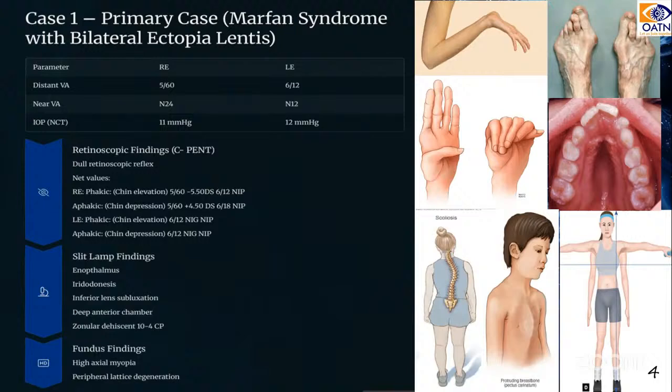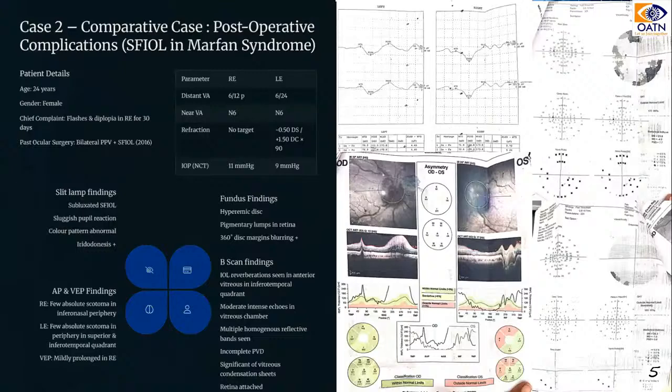The patient exhibited compensatory head posture with chin elevation for distance tasks and depression for near tasks to optimize vision by aligning with the clearer refractive zone. Slit lamp examination confirmed inferior lens subluxation, zonular dehiscence, iridodonesis, and a deep anterior chamber. While Marfan syndrome usually causes supratemporal lens subluxation, my case is rare. Inferior subluxation in this case suggests an atypical zonular weakness. Fundus examination showed high axial myopia with peripheral lattice degeneration.